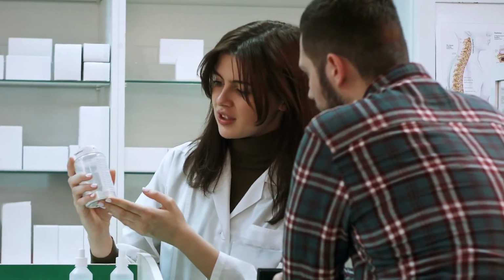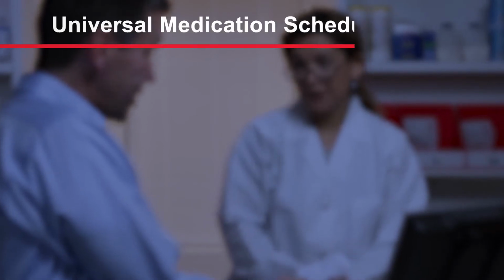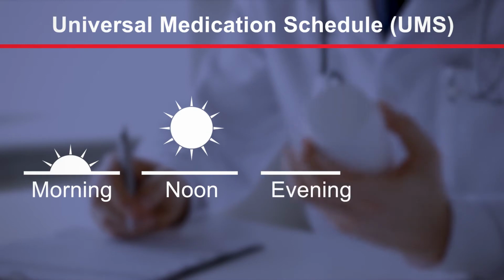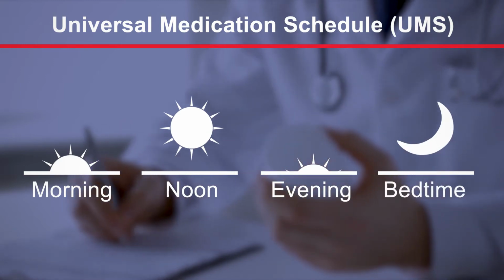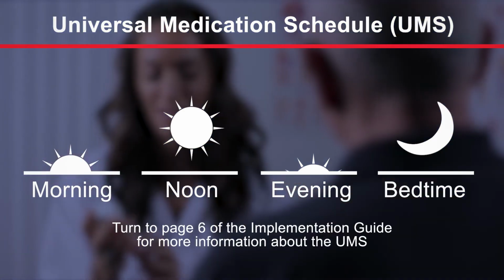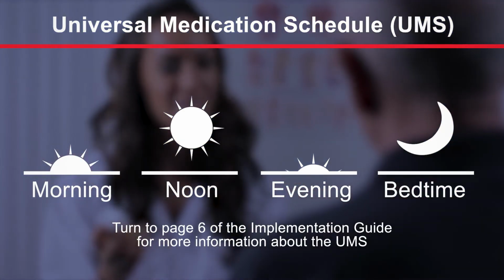Writing explicit, clear directions for use, or the SIG, in simple language is important for patient understanding. One way to do this is to use the Universal Medication Schedule, or UMS. The UMS shifts medication taking into 4 standard time periods: morning, noon, evening, and bedtime, and uses simple language and formatting to promote better understanding. Go to page 6 of the Implementation Guide for more information about the UMS.